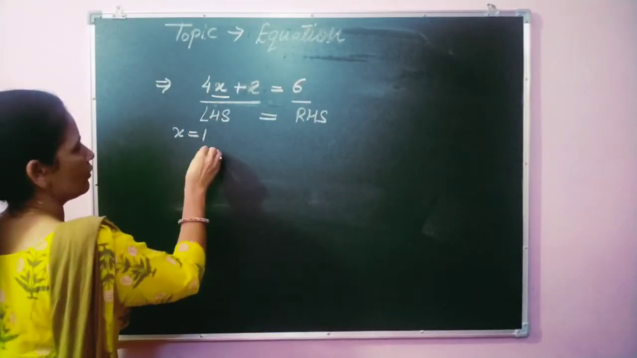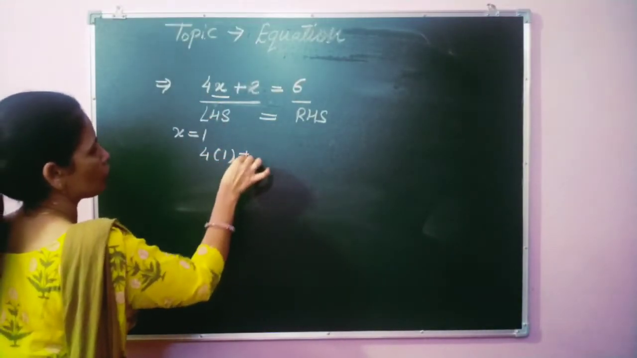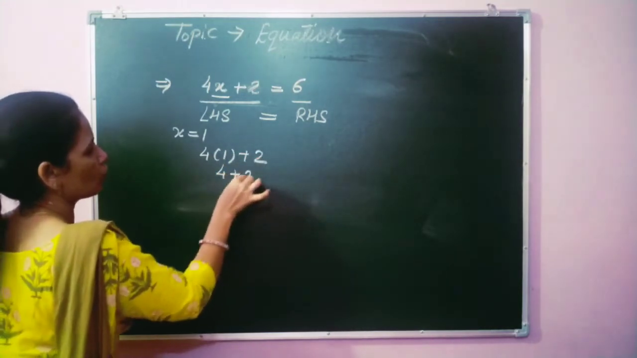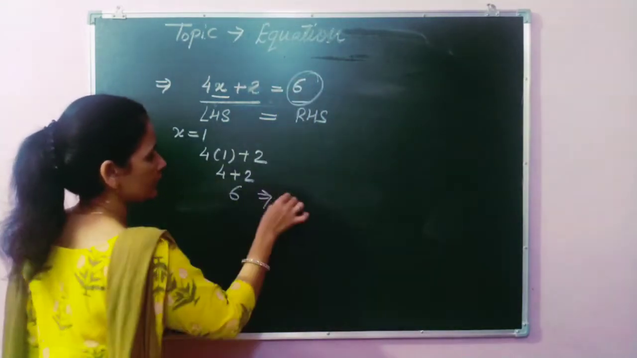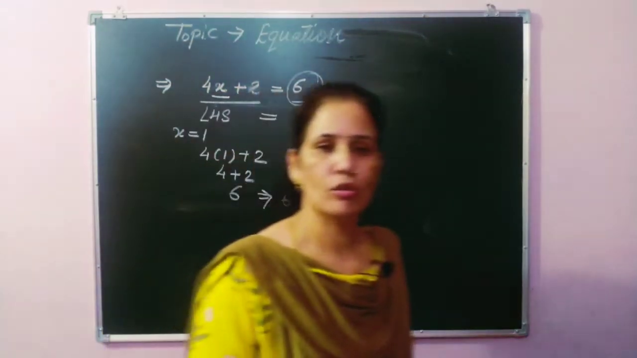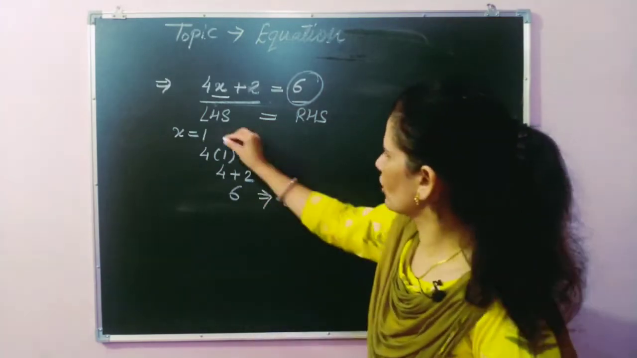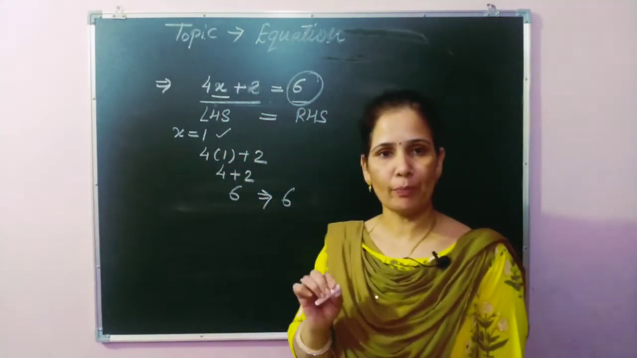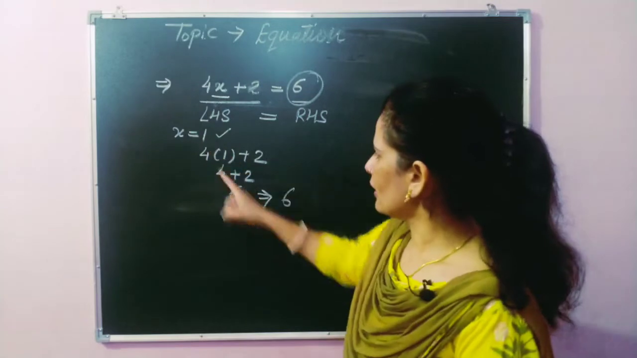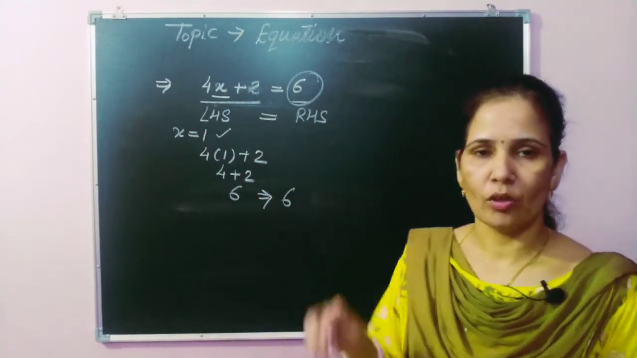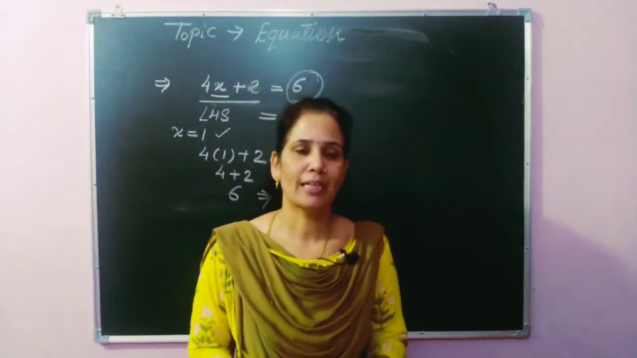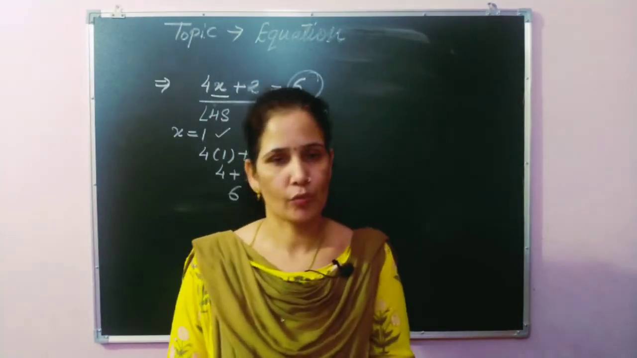How? Let's check. If we take the value of x as 1, put x equals 1: 4 multiplied by 1 plus 2. So 4 plus 2, we get the answer 6, and 6 is equal to the right hand side 6. So this is called the solution of the equation. What is the solution? The solution is 1. Why? Because when we put the value of the variable as 1, it gives an answer which is equal to the right hand side.